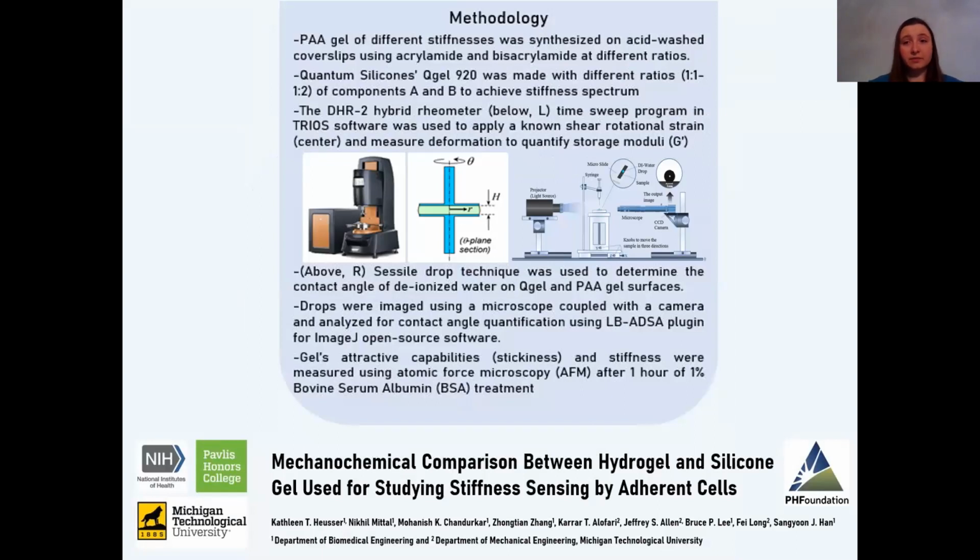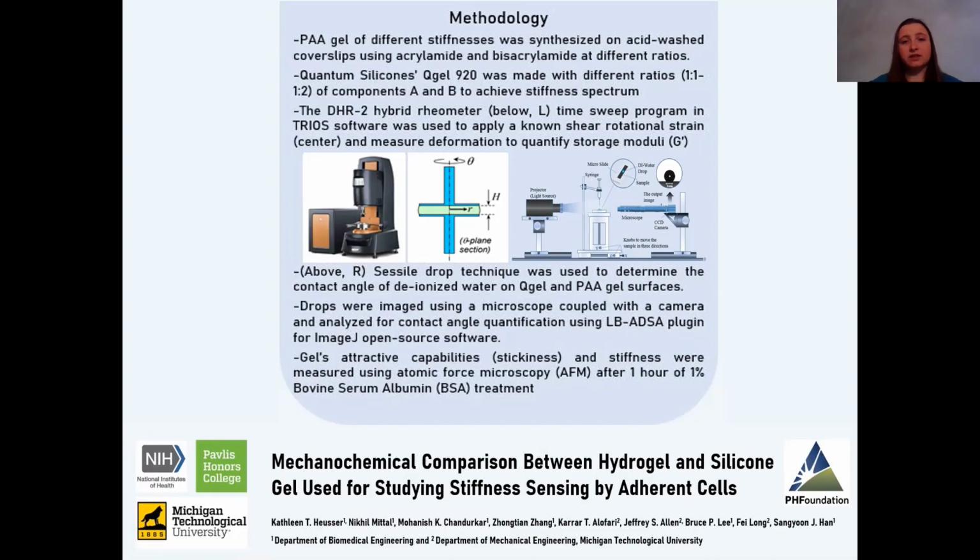Our methods included making polyacrylamide gel of different stiffnesses by using different ratios of ingredients, and the same thing with Qgel. Quantum Silicone's Qgel 920 was made with different ratios of components A and B, and these affect the stiffness. We used a DHR2 hybrid rheometer, which applied a known shear rotational strain to the gel and measured its deformation. This quantified its stiffness.